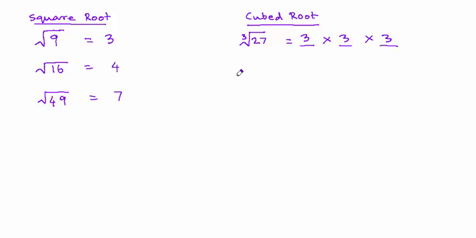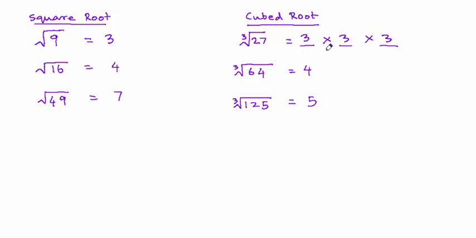Similarly, the cube root of 64 is 4 because 4 multiplies with itself 3 times. 4 times 4 is 16. 16 times 4 is 64. And the cube root of 125 is 5 because 5 times 5 times 5 is 125.